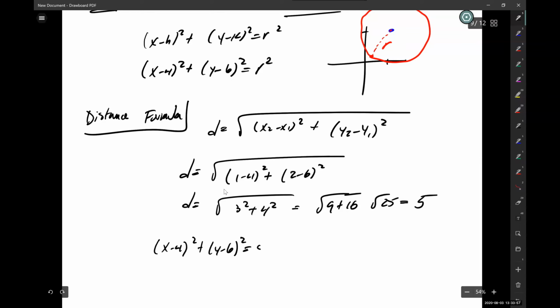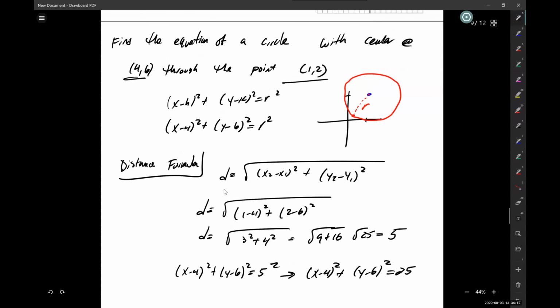Remember that we always square it when we're plugging it into the equation. So your final answer for this would be (x minus 4) squared plus (y minus 6) squared is equal to 25. All right. Questions on this? Anyone?